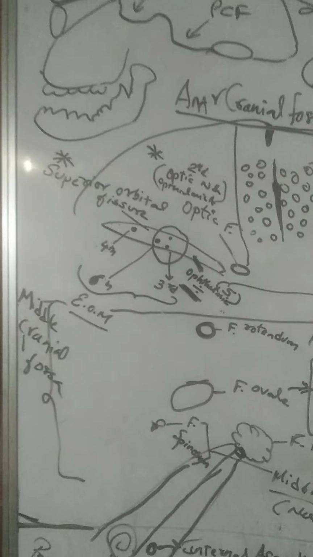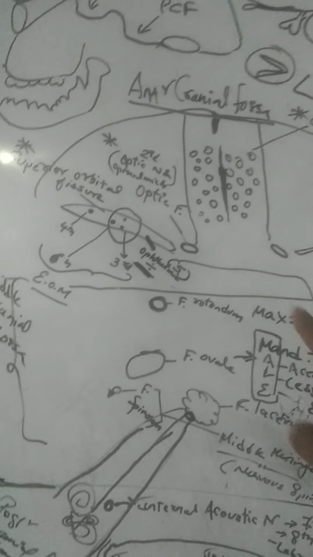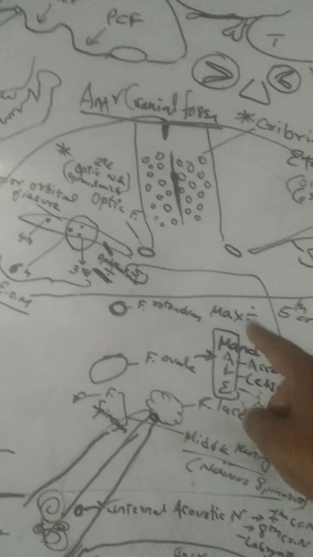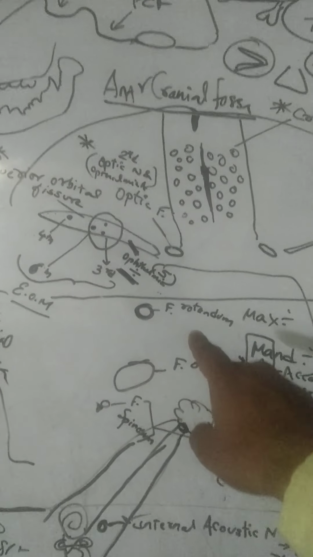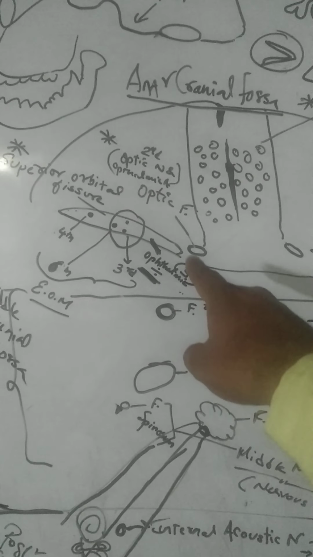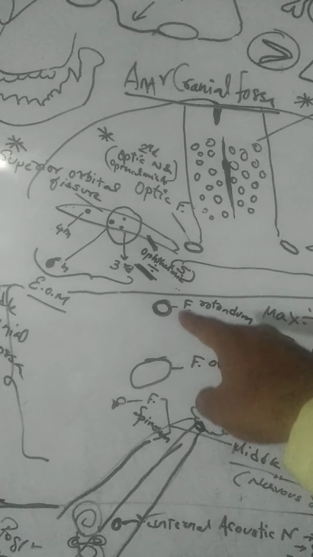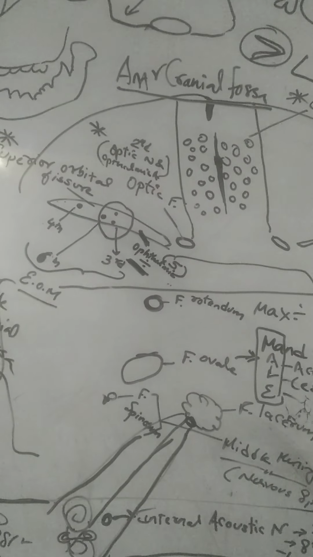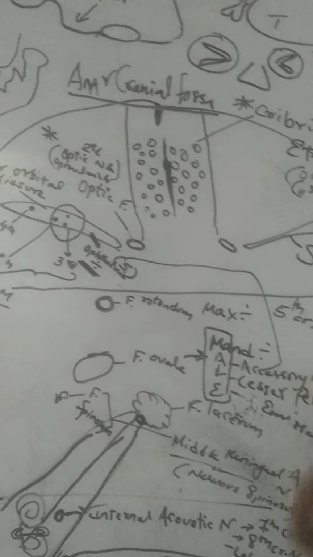Next, coming to the middle cranial fossa. The middle cranial fossa is mainly formed by the body of the sphenoid bone and the greater wing of the sphenoid bone, so it looks like a butterfly. On the body of the sphenoid bone, the pituitary gland will be there. We'll keep it aside. There is one foramen posterior to the optic foramen and superior orbital fissure. That is called the foramen rotundum. It is rounded in shape, therefore it's called like this. The maxillary division of the trigeminal nerve passes through that.